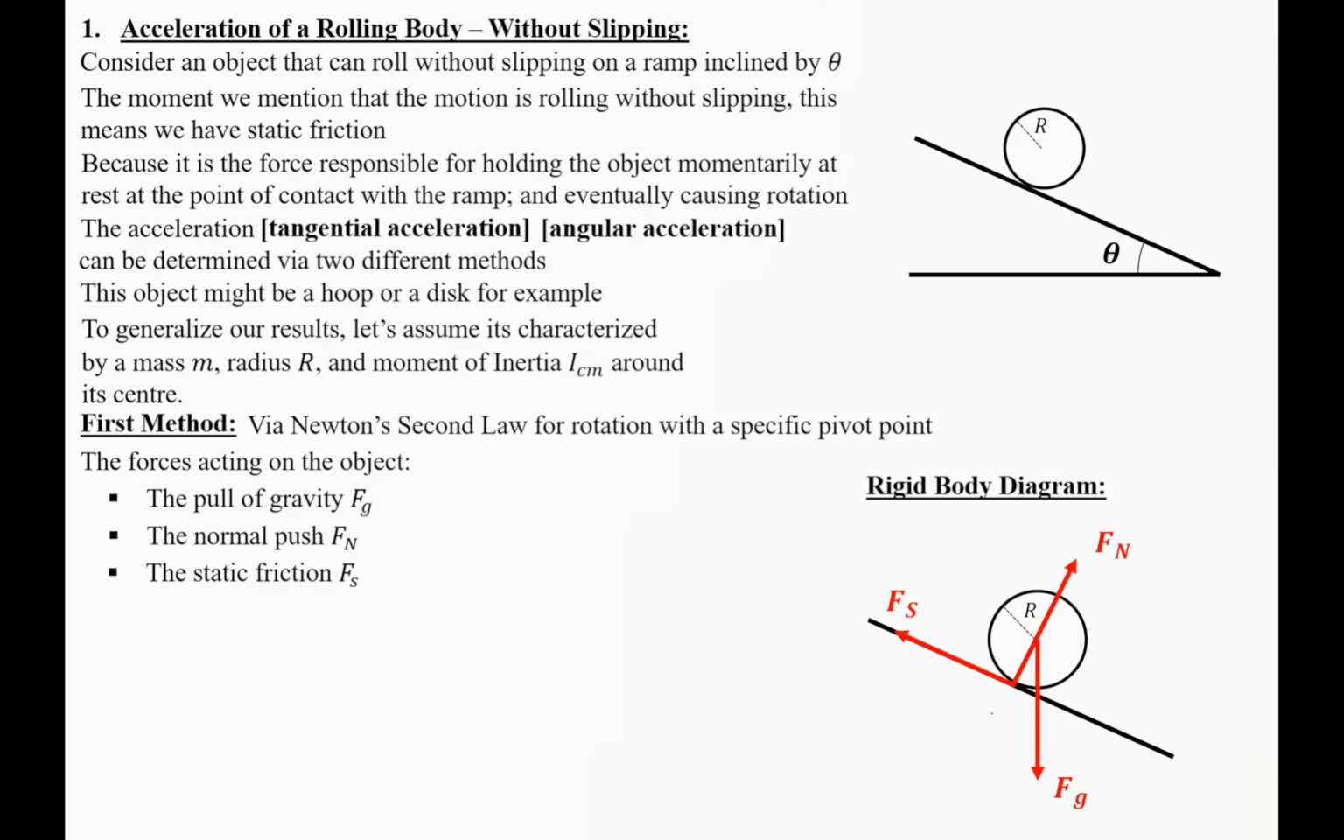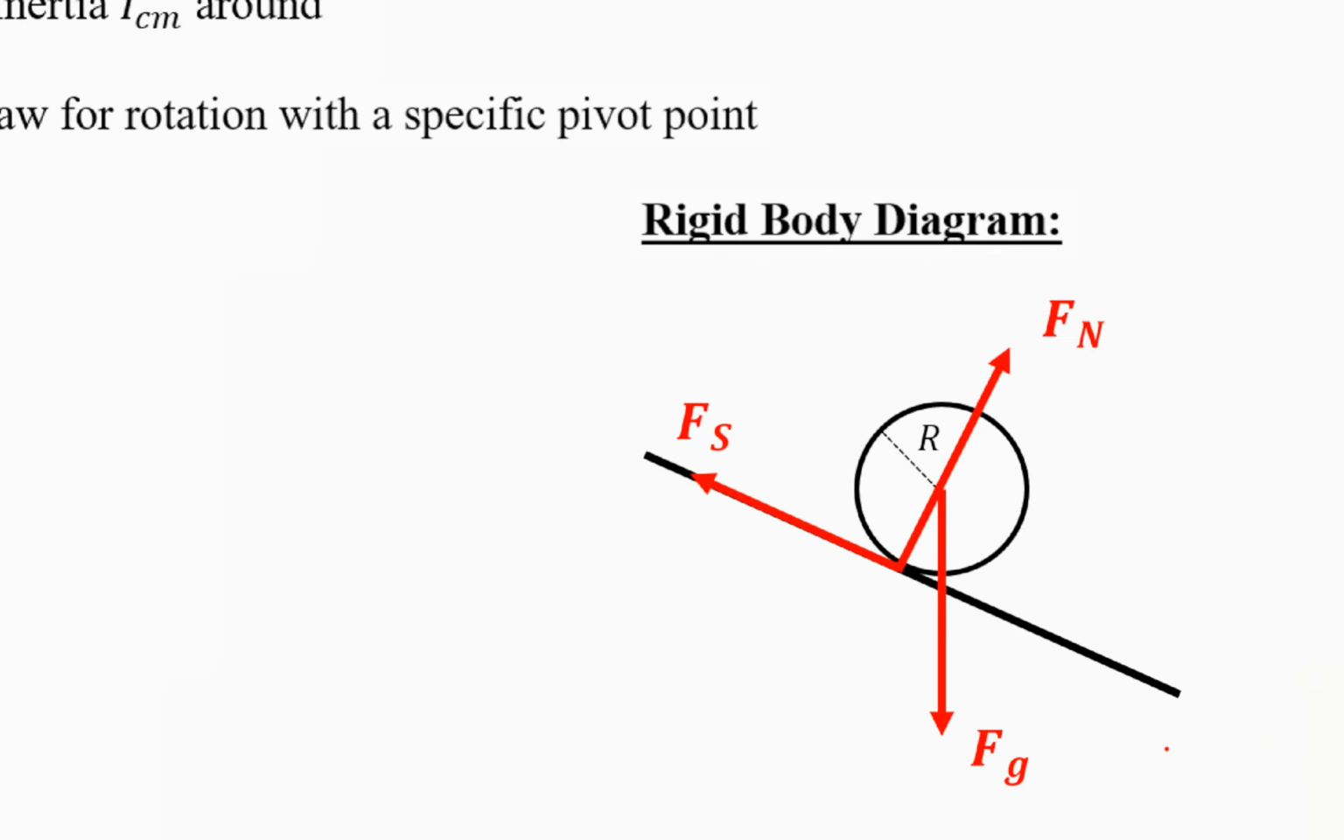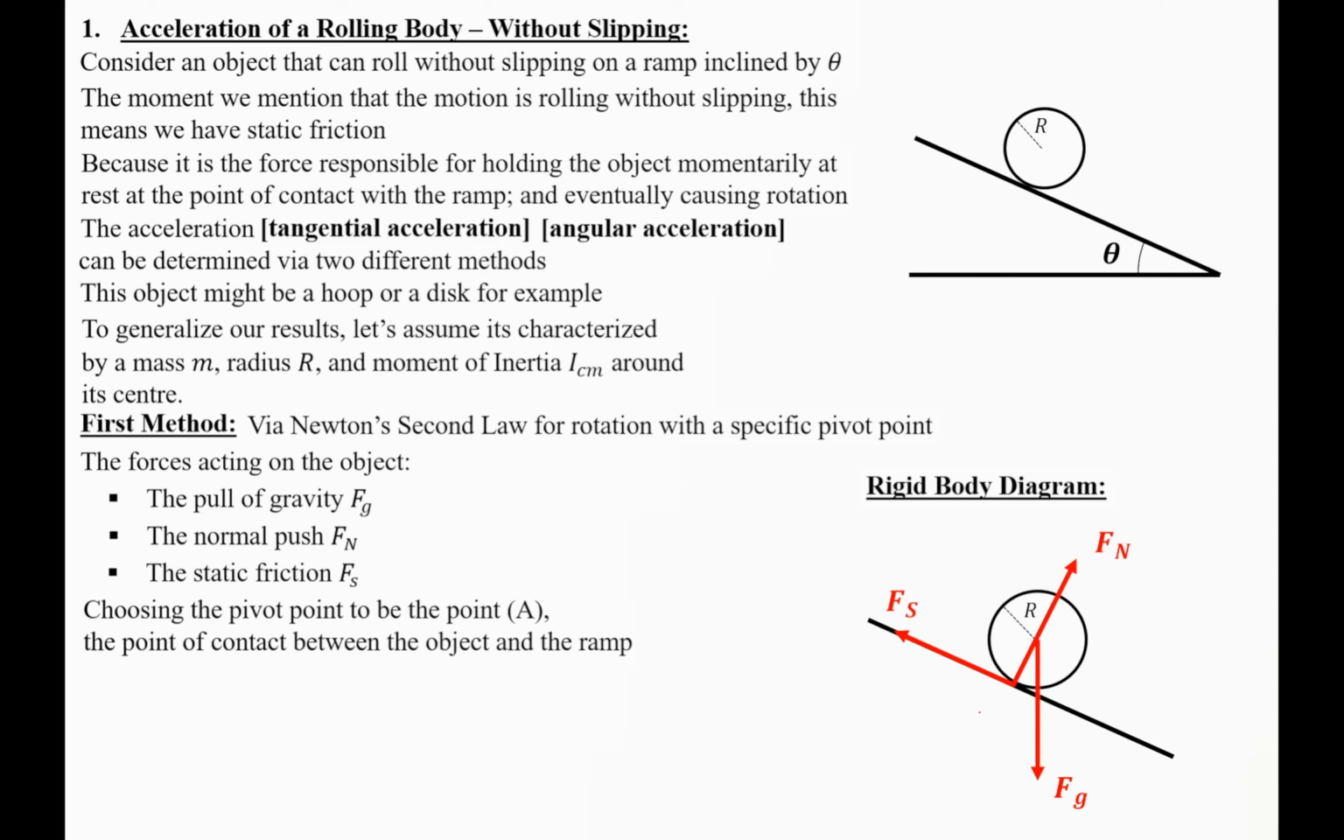The static friction should also be represented from the point of application of the rolling object and the ramp, and in this case the force of friction should be acting up the ramp, because the object will be rotating in this direction. So the static friction is producing a torque which rotates the body down the ramp.